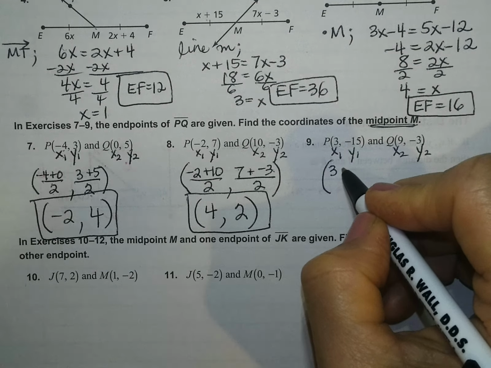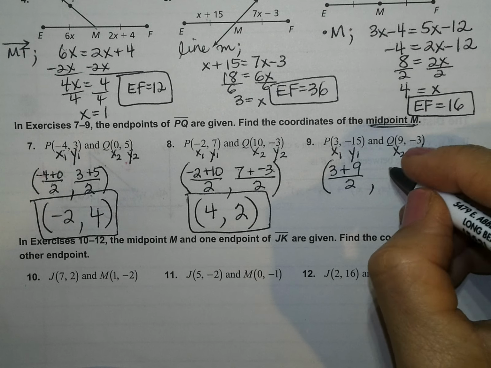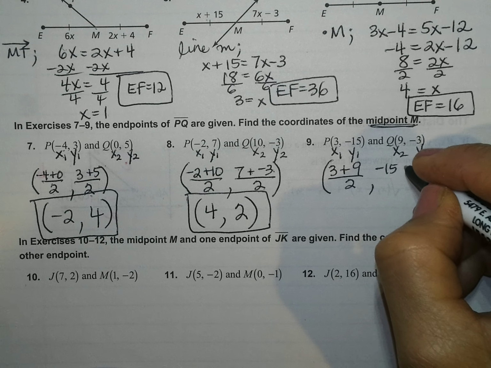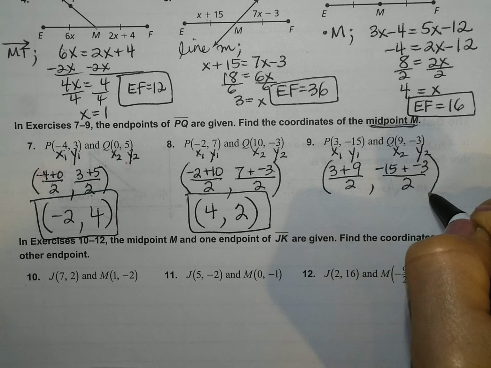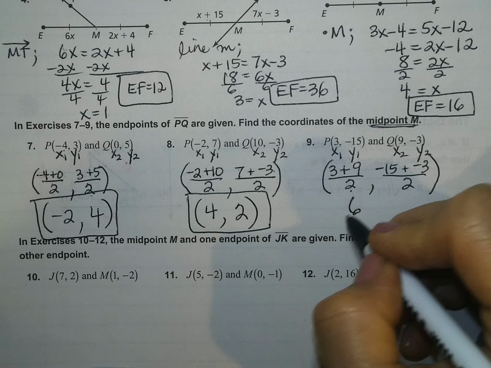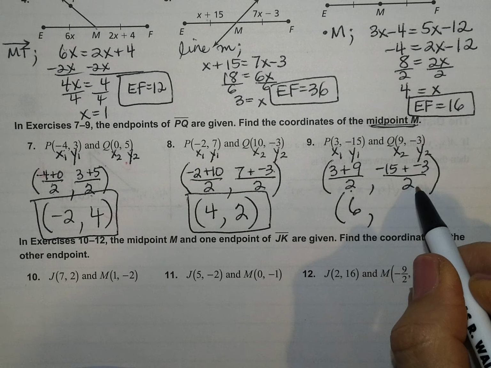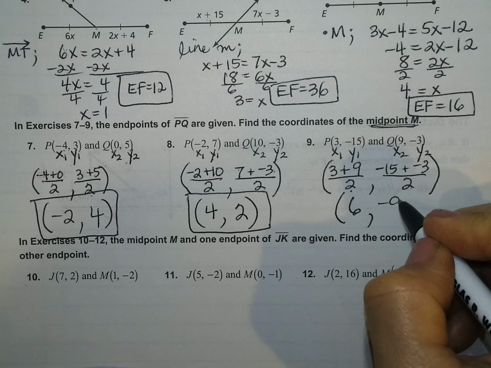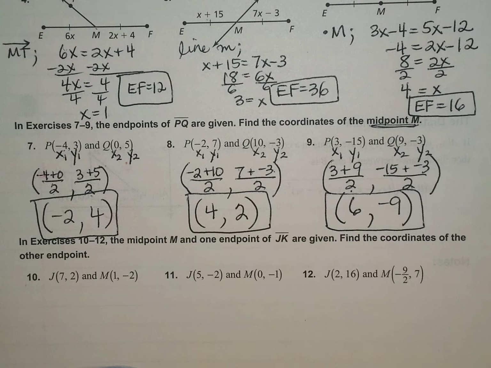X sub 1 plus x sub 2 divided by 2 gives me the middle. Y sub 1 plus y sub 2 divided by 2. This is 12 divided by 2, which is 6. And this is negative 18 divided by 2, which is negative 9. And so, again, I box my final answer.